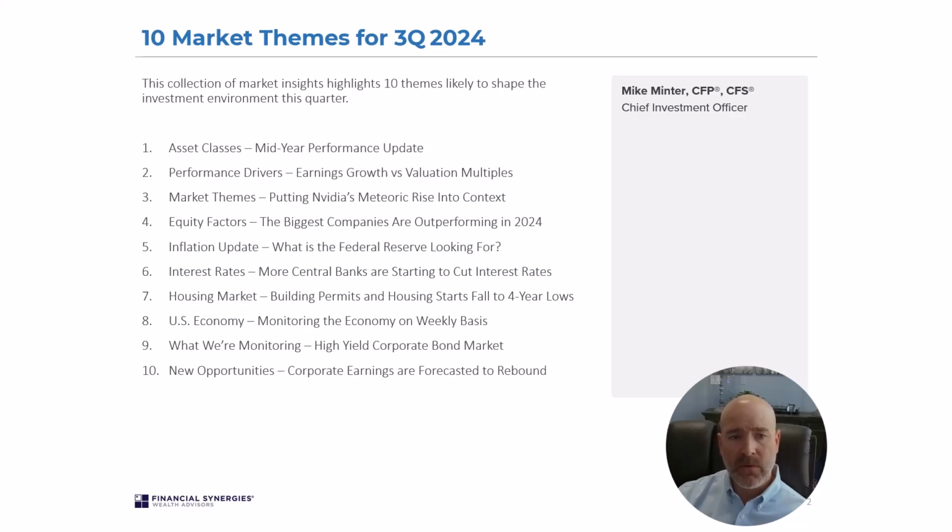So our 10 themes for the third quarter are asset classes mid-year performance update. Not really a theme, but as I said, we're going to recap what occurred. We have our performance drivers, market themes. This is going to be an interesting one: Nvidia's meteoric rise, so you guys could get a kick out of this slide. Equity factors, inflation update, interest rates, the housing market, the U.S. economy in general, and then what we're monitoring in terms of the high yield corporate bond market and new opportunities. Corporate earnings are forecasted to rebound, so it's a positive for the overall market and the economy.